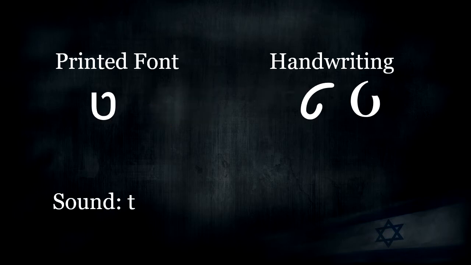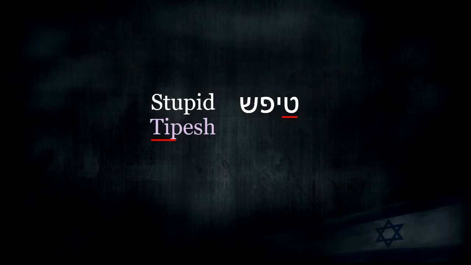Tet. Makes the sound of Ta. For example, Tipesh. That means stupid.